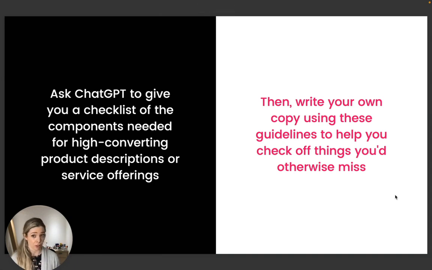What I would get it to do, though, is to give you a checklist or an outline of the components needed for something like high converting product descriptions or service offerings, because that way you can make sure that you have a base to work with when you're writing your own copy. There's so much involved in writing website copy or in populating your product descriptions that you might just be thinking, okay, well, besides a list of materials or ingredients in this, what else could I say? That's where ChatGPT can help. Then you can use those guidelines to help you check off things that you might otherwise miss.